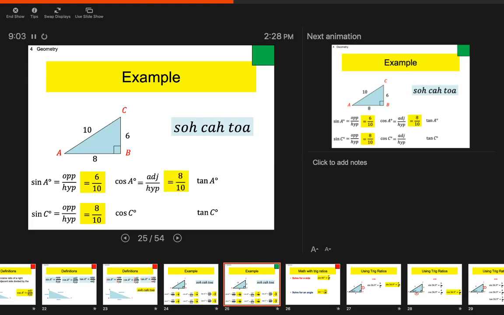Cosine C, 10 over 8? No, that's not right. Oh wait, 8 over 10. Cosine A is adjacent, 6, over hypotenuse, 6 over 10. Tan A equals 6 over 8. And last but not least, 8 over 6.